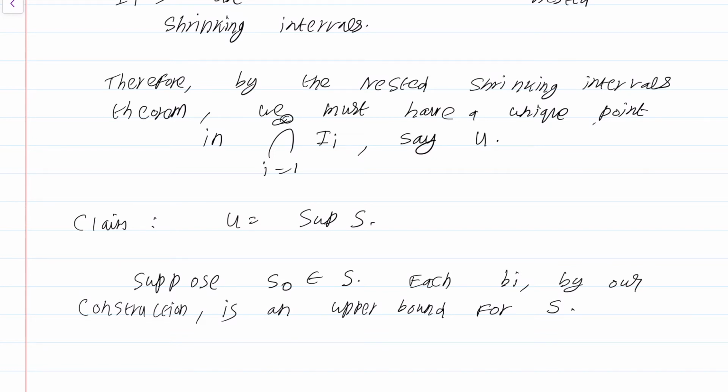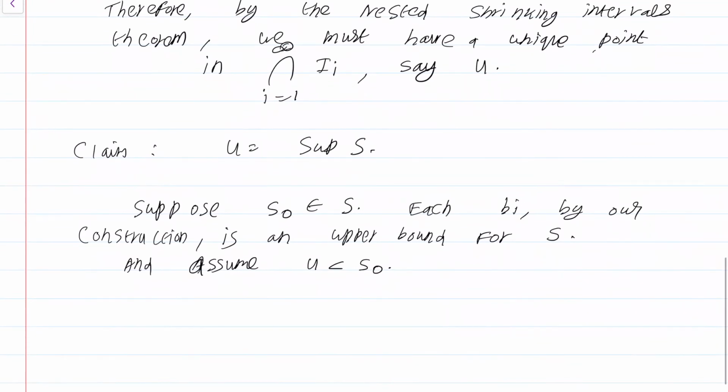Now suppose S0 is in S and assume U is strictly less than S0. Suppose we have to show that U is the least upper bound. First of all, let's see that U is in fact an upper bound. We have chosen U to be less than S0. Okay, we want to reach a contradiction to this. Now note that this means S0 minus U is greater than 0.